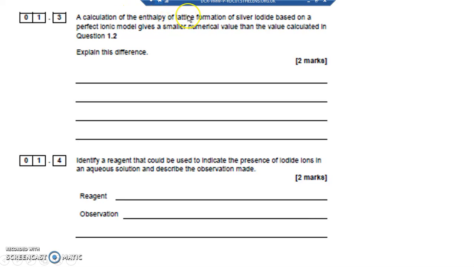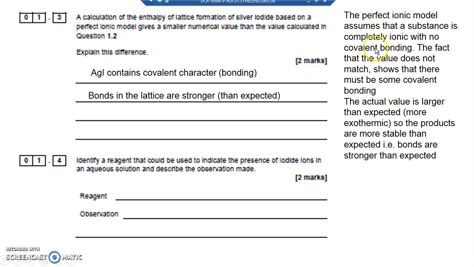The calculation of enthalpy of lattice formation of silver iodide based on the perfect ionic model gives a smaller numerical value than the value calculated. So what's the perfect ionic model to start off with? The perfect ionic model assumes that there's no covalent bonding. So if it doesn't match, the AgI must contain some covalent bonding. We sometimes call that covalent character. The model assumes that everything is 100% ionic, and the fact that it's different must mean that it's not 100% ionic. There must be some covalent character in there.